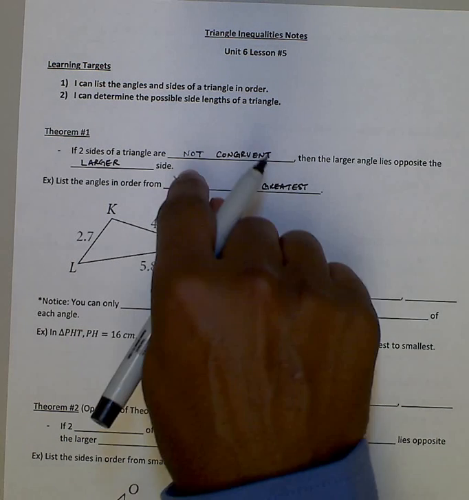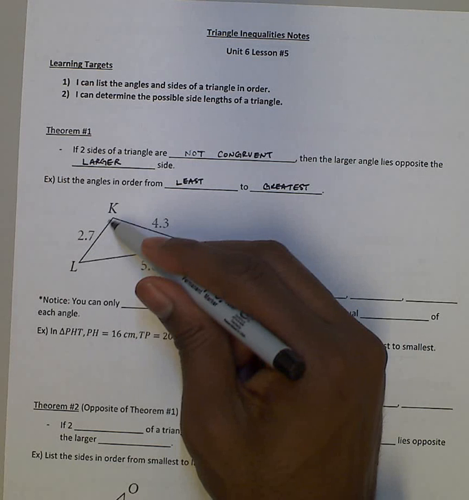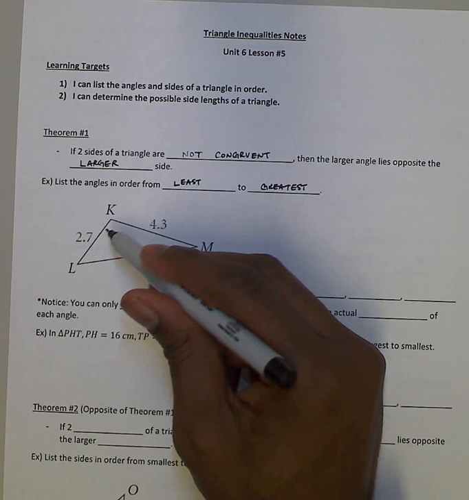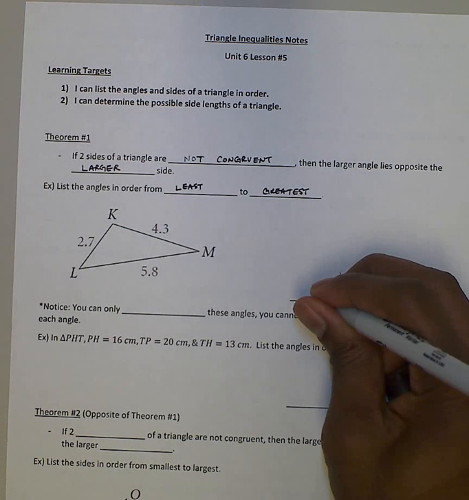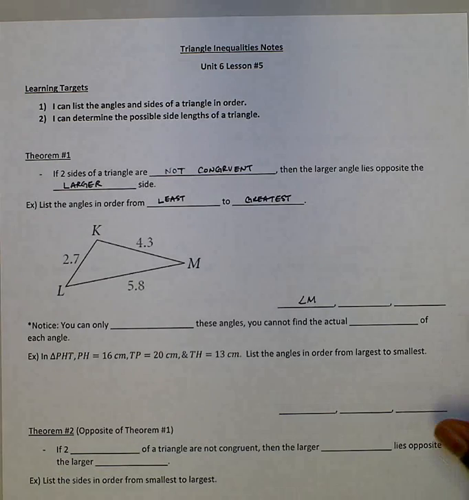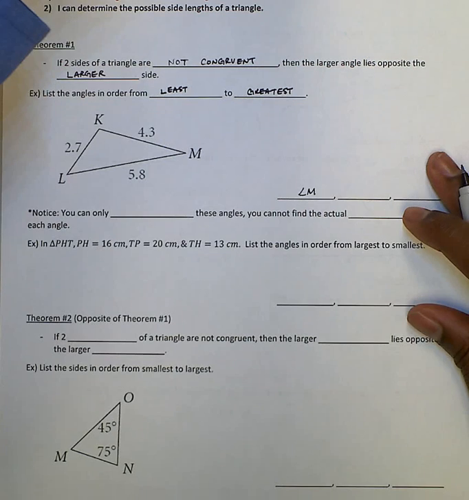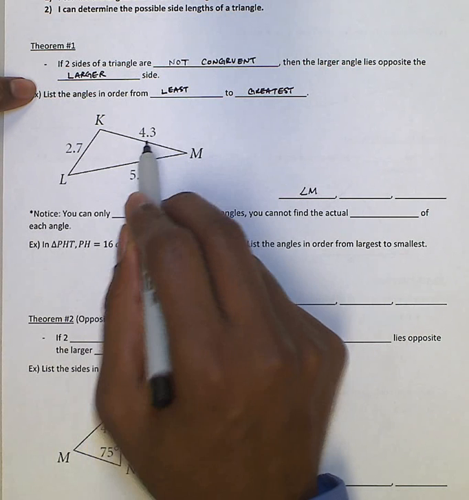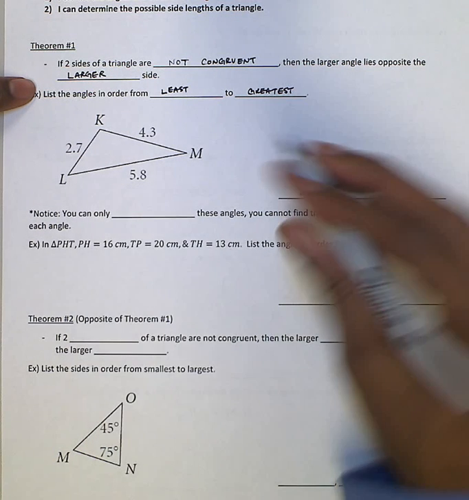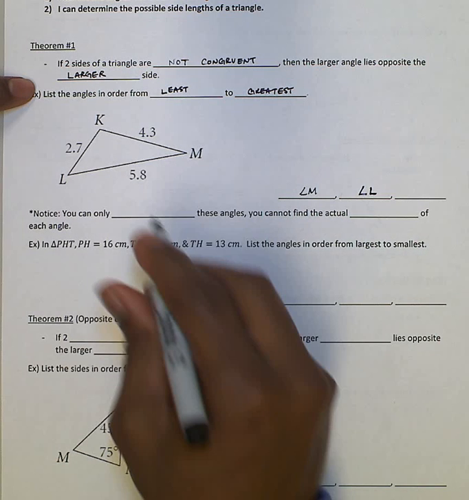So again, least to greatest, that means I want to find the smallest angle. So in order to find the smallest angle, I'm going to look for the smallest side. My smallest side is 2.7. Which angle opens up to that side? M. Angle M will be the least or the smallest angle. The second smallest angle will be across from the second smallest side. KM is smaller, 4.3 is smaller than 5.8, so the angle that opens up to 4.3, angle L. Okay, and then the one that's left, angle K.